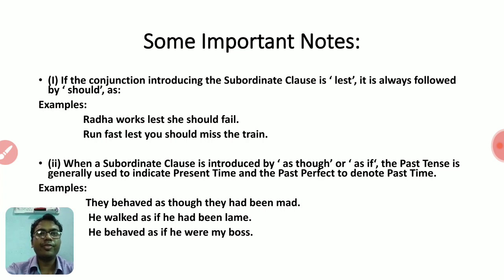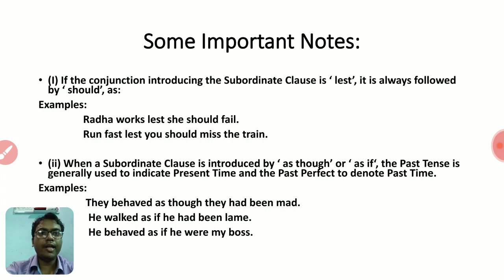Let's see the second one. When a subordinate clause is introduced by "as though" or "as if", remember, the past tense is generally used to indicate present time and the past perfect to denote past time. Now students, they have to focus here. This is very important. So let's see some examples. They behaved as though they had been mad.